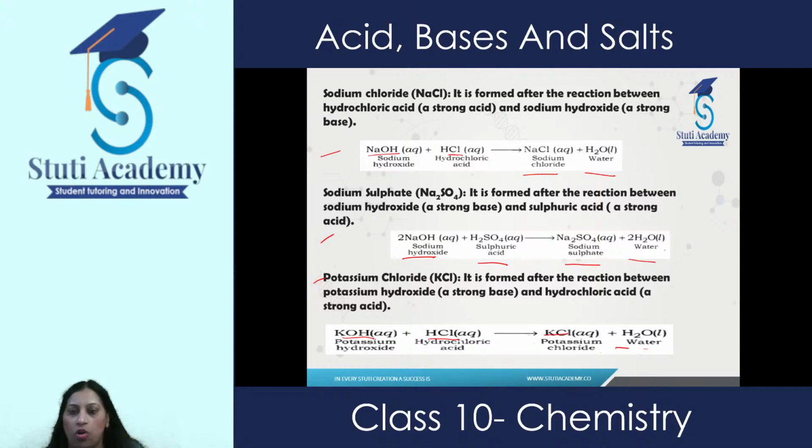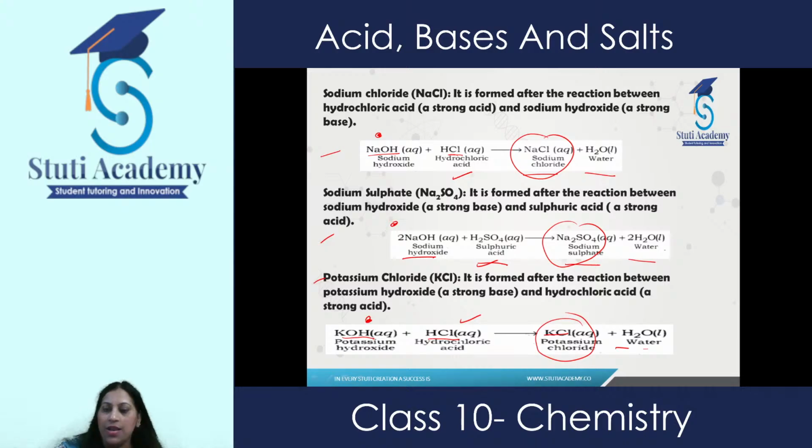So these salts are neutral in nature. They are a combination of acids, all of these are acids, and a base. So again, it's an example of a neutralization reaction.